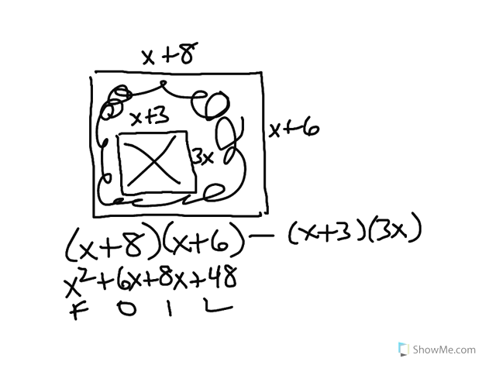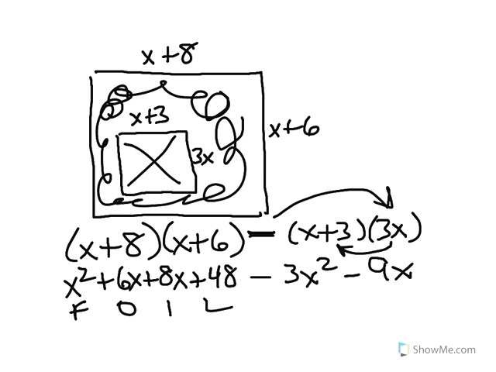We're going to subtract from that the product of these two numbers. I'm going to act like I'm multiplying a negative 3x times x plus 3 using the distributive property. So negative 3x times x is negative 3x squared. And negative 3x times 3 is negative 9x.